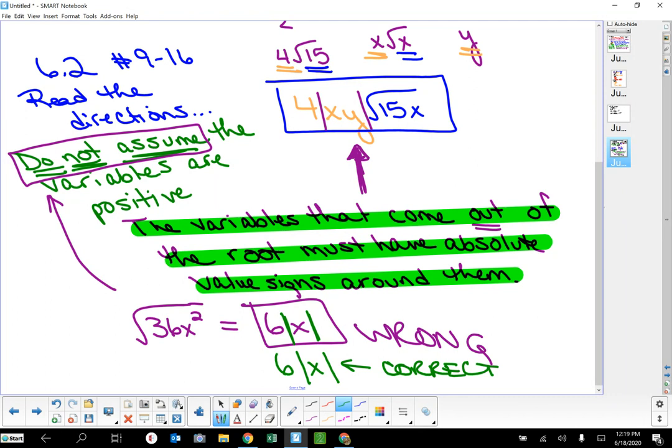So here's what's happening. 6.1a is 10 problems just reducing radicals. 6.1b is another 10 problems just reducing radicals. And then 6.2 has variables added to it. Okay? So these shouldn't be too terrible for you, I don't think.